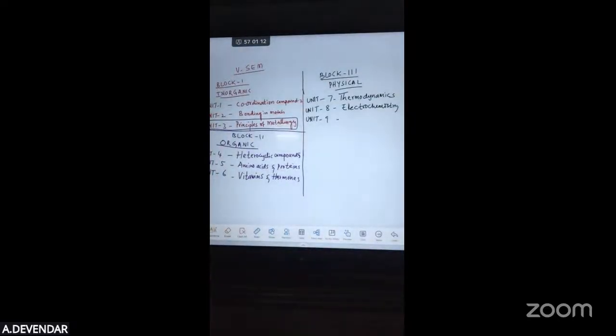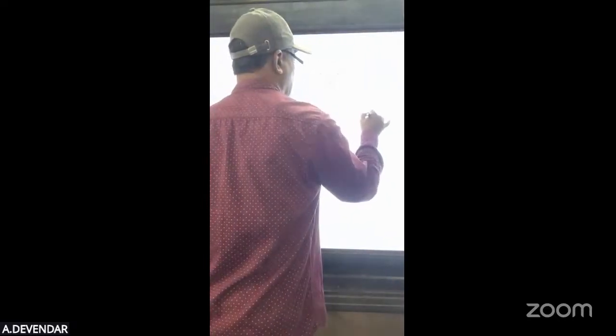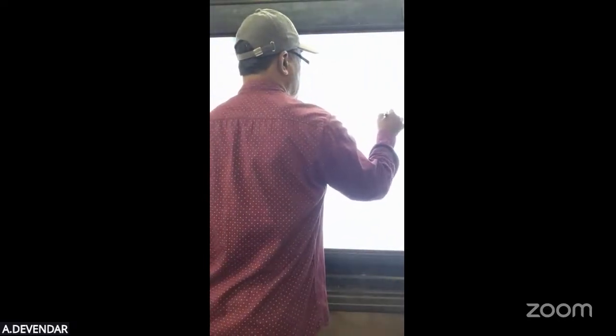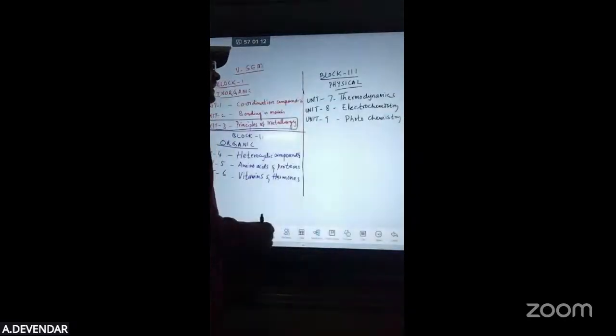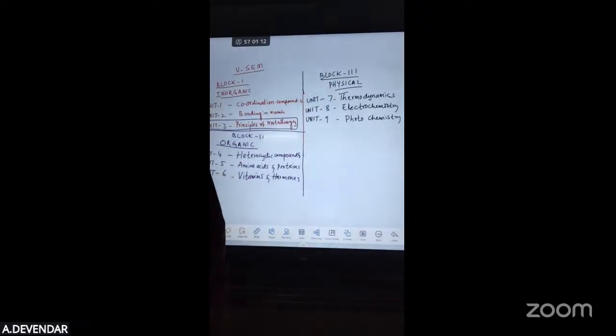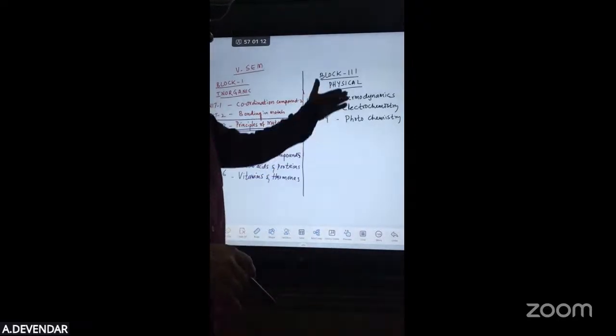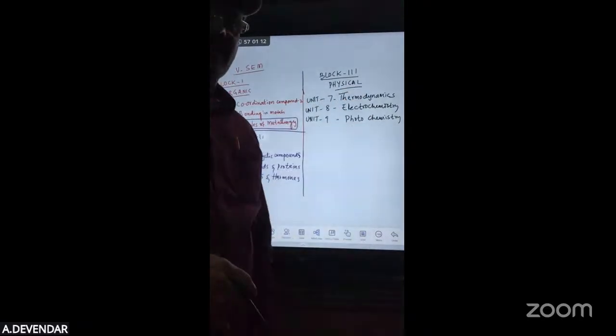Unit 9 has photochemistry. We have photochemistry. There is a lab. Okay, this is the total physical point of view. That means theory will be there. What is the Carnot cycle? Here the important one is only the Carnot cycle.